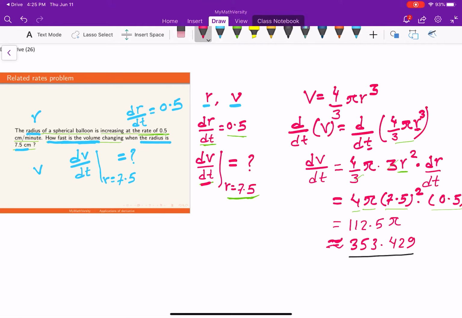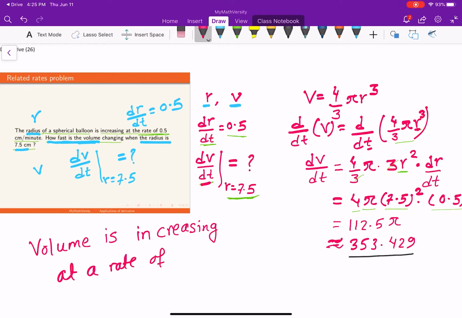What does that mean? The derivative of V with respect to t, that means the volume is increasing, because we get the positive sign there, right? So it is increasing at a rate of, let's say 353.4, if you want to just write down one decimal place over there, right? So 353.4. And what would be the unit here?